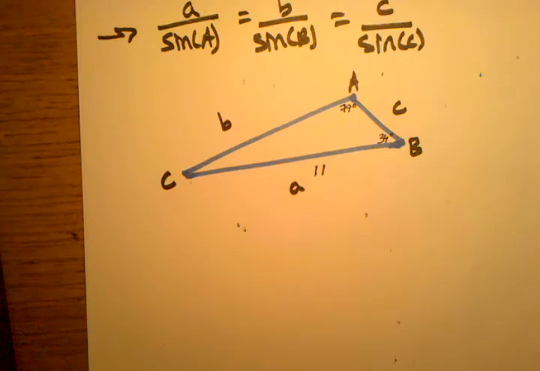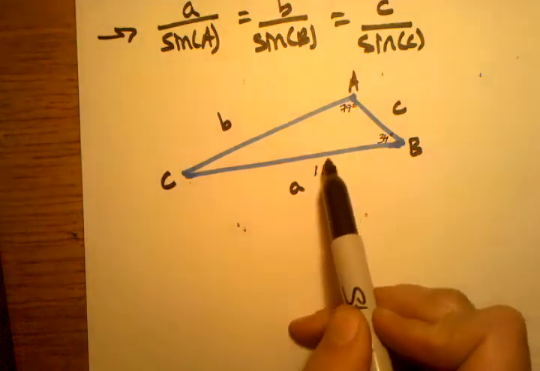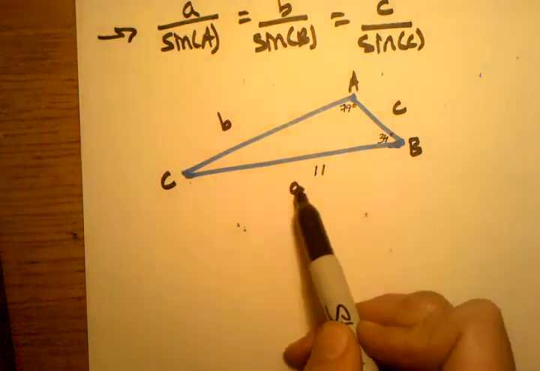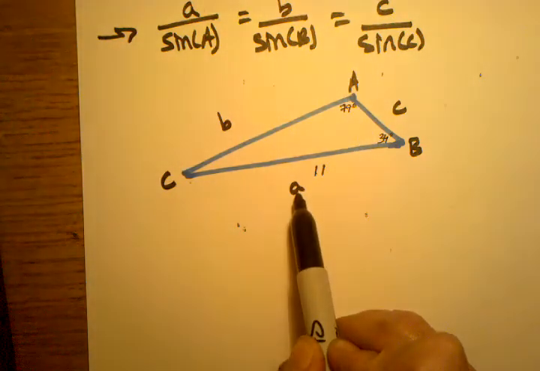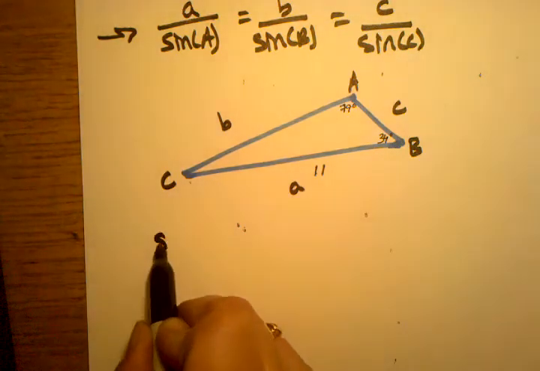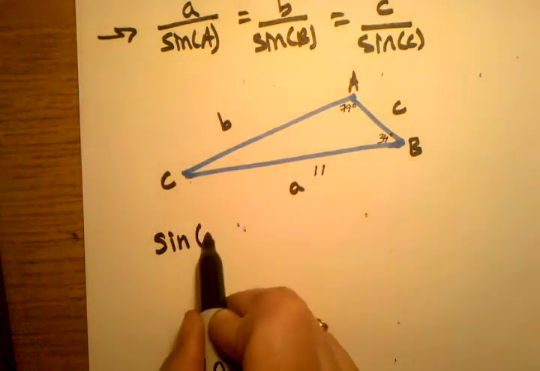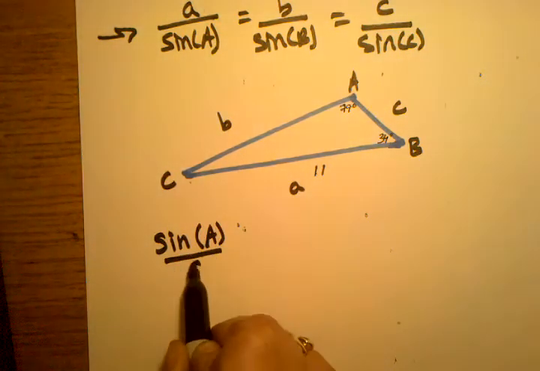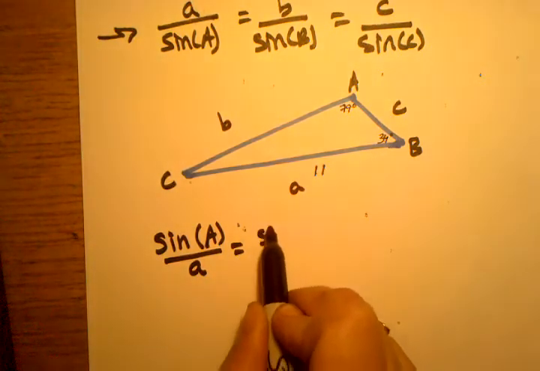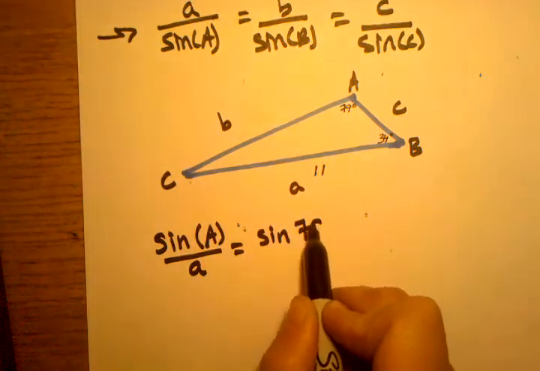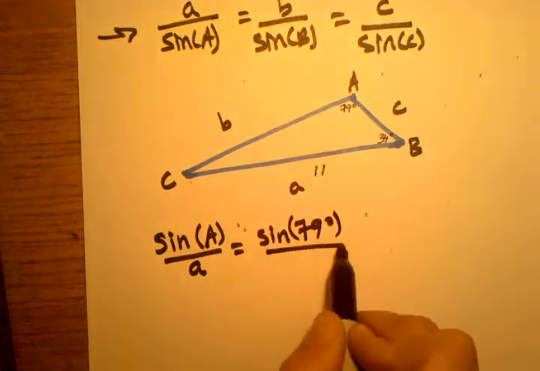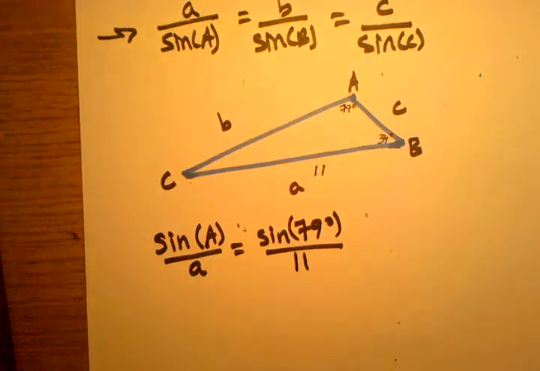And if we're going to do that, then we can see that we have all the information we need for the ratio with angle A and side A. So let's go ahead and form that. Sine of angle A over side A equals sine of 79 degrees over 11. And that's one ratio I've already formed.